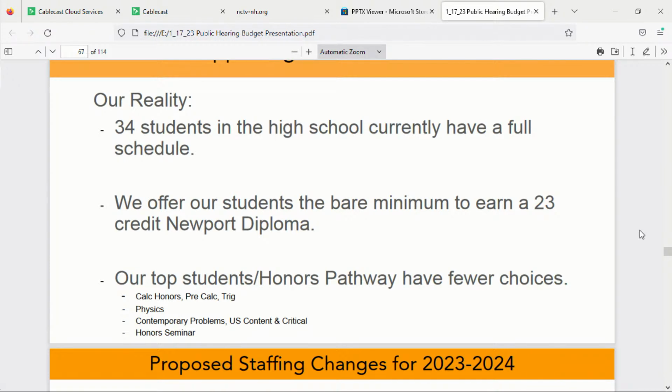We offer our students the bare minimum to earn a 23 credit Newport diploma. And for example, our top students have fewer choices. Really what we've done is, because our numbers have gone down with our teaching staff, we've focused on the bare minimum required to earn that high school diploma, because that is the goal, right? Get your diploma. Or is the goal to be well prepared for the workforce and the world we live in today? Because I think we could be doing better than a minimum diploma. And so my hope, again, would be to offer more to these students.